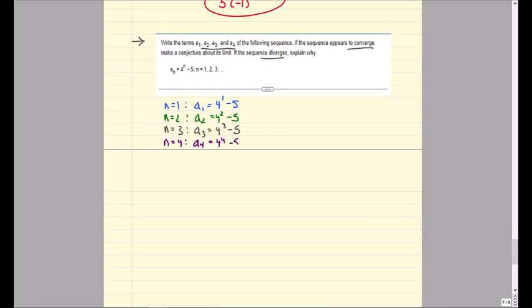4 to the 4 minus 5. Okay, so let's start at the top. 4 to the 1 is 4. 4 minus 5 is negative 1. So this would tell me that a sub 1 is equal to negative 1.